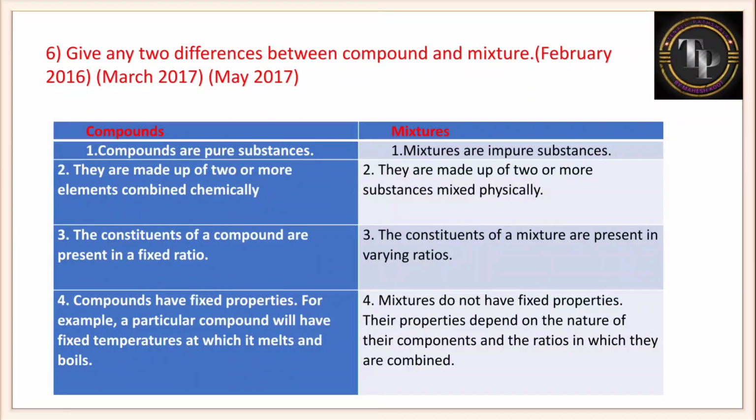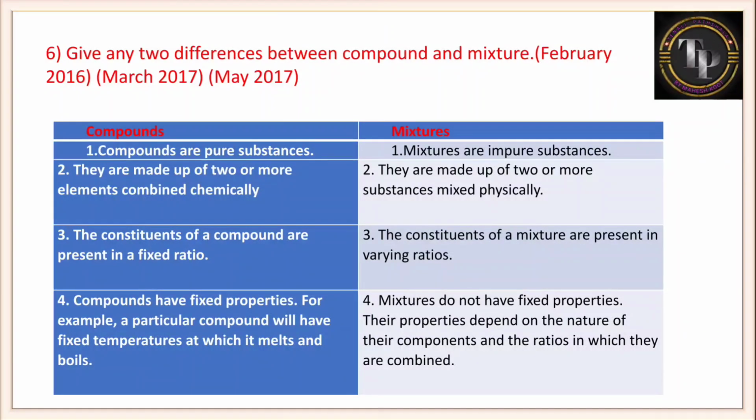See, compound and mixture. Compounds are pure substances, while mixtures are impure substances. Compounds are made up of 2 or more elements combined chemically. Mixtures are made up of 2 or more substances mixed physically. The constituents of compounds are present in a fixed ratio. The constituents of mixtures are present in varying ratio.